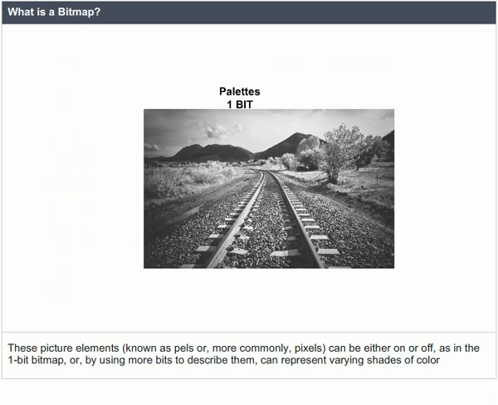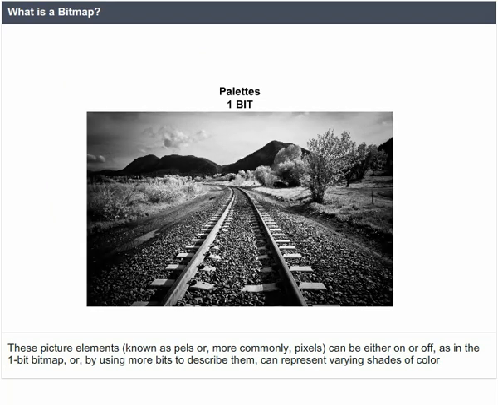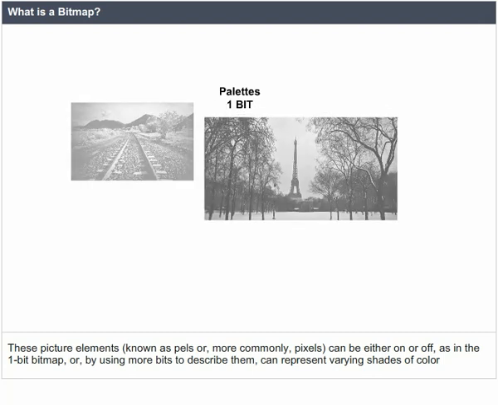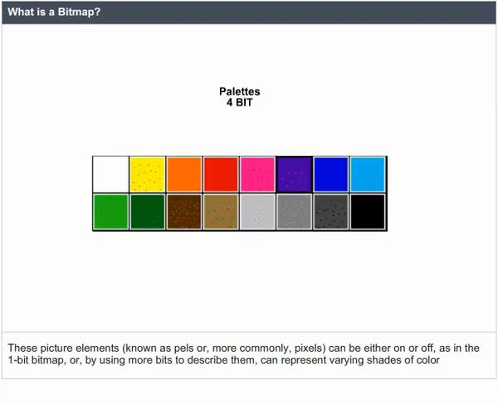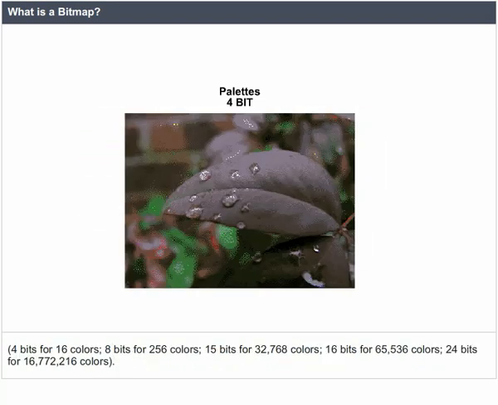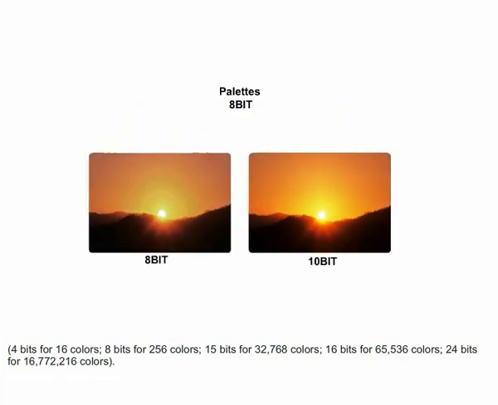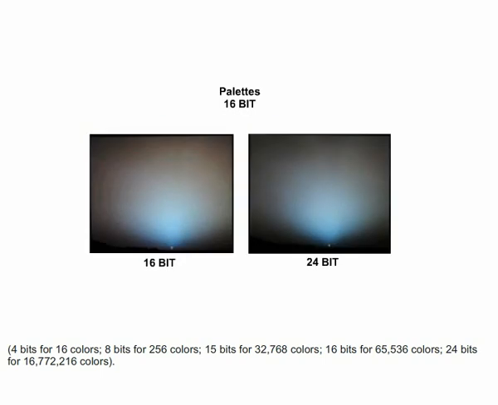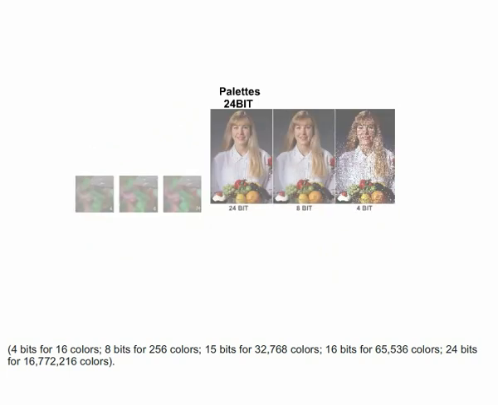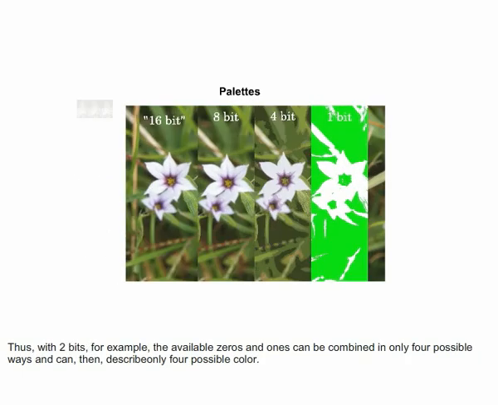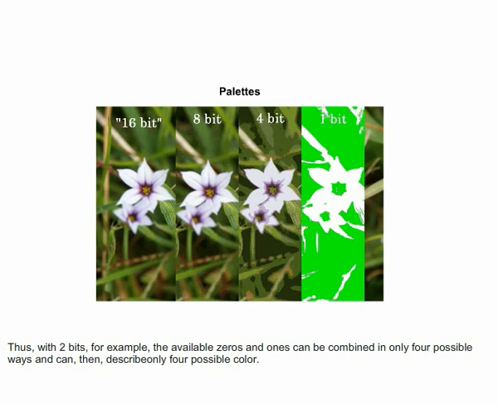These picture elements, known as pixels, can either be on or off, as in the 1-bit bitmap, or by using more bits to describe them, can represent varying shades of color: 4 bits for 16 colors, 8 bits for 256 colors, 15 bits for 32,768 colors, 16 bits for 65,536 colors, 24 bits for 16,772,216 colors. Thus, with 2 bits, for example, the available zeros and ones can be combined in only 4 possible ways and can then describe only 4 possible colors.